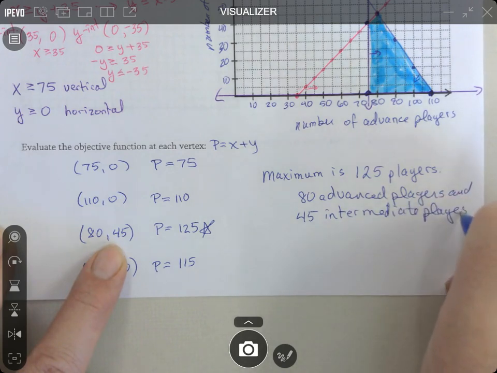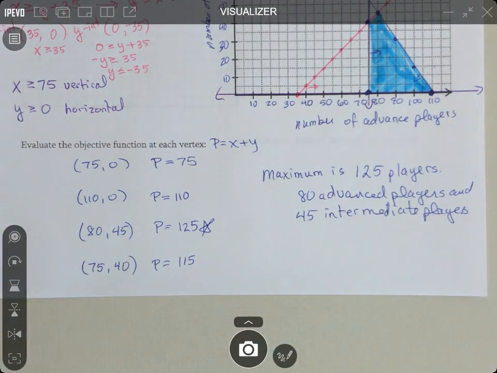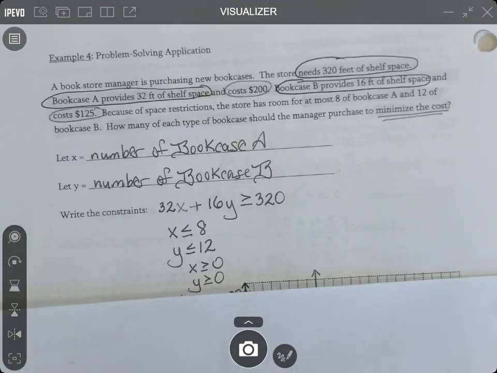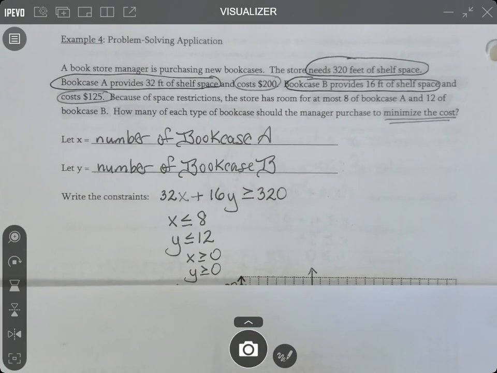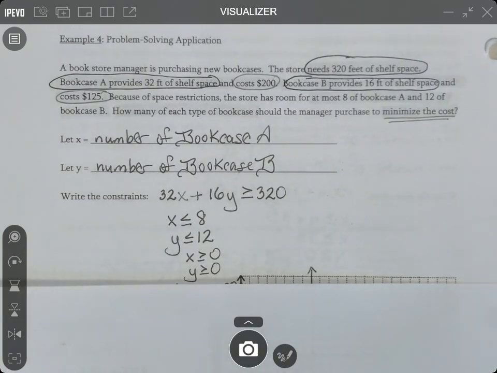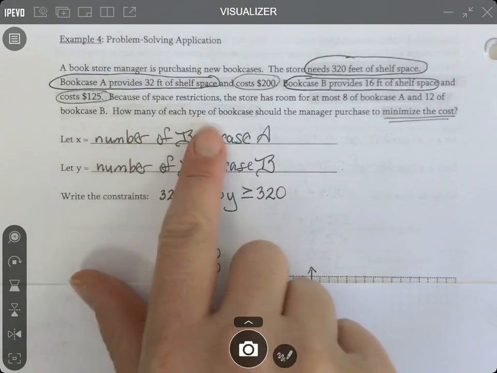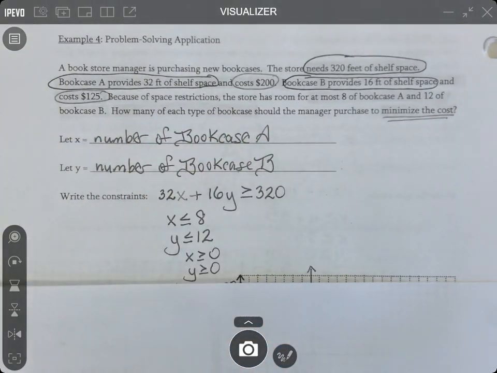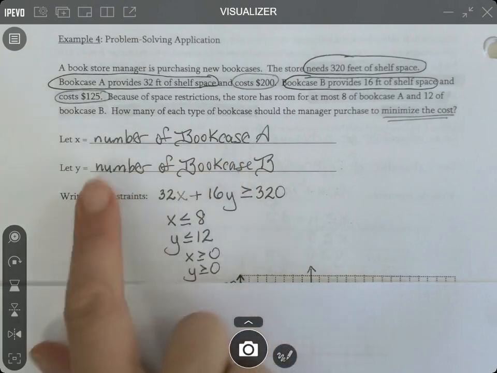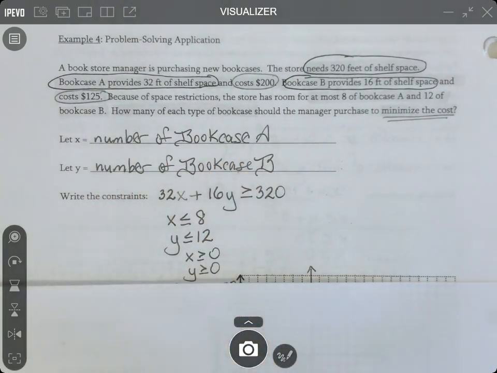Okay. All right, in this last example, everyone's working individually, so we're coming back together to check it. So I've circled everything that's important here. It's important to understand what we're looking for. It says right here, how many of each type of bookcase should the manager purchase? So number of bookcase A, number of bookcase B. I'll know how much footage I have if I know how many bookcases I have. So that's the first thing, is defining your variables correctly and understanding.